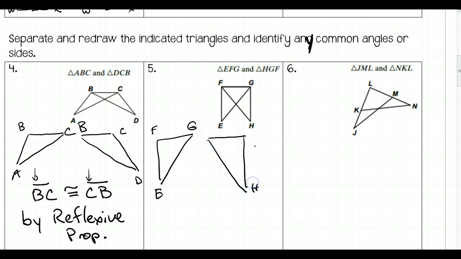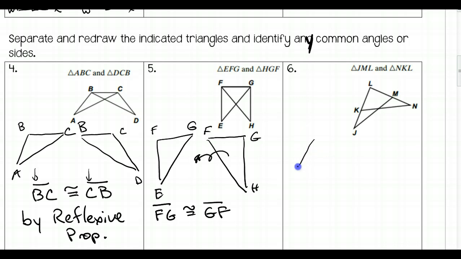And here's HGF. And this is kind of similar, just a little bit differently shaped. We've got FG congruent to GF. Again, because I have to flip this triangle to make it land on the other one. All right, so here I've got JML.